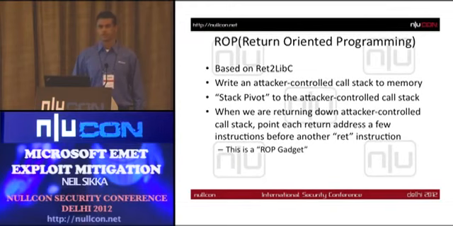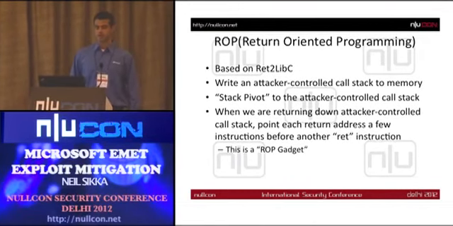So I'm going to be giving two demos today. The first one is the ROP demo that I wrote. ROP stands for Return-Oriented Programming, and it's based on ret-to-libc. It's where an attacker writes an attacker-controlled call stack into the process's address space, and then they stack pivot from the real call stack being used by the process to their attacker-controlled call stack, and they do this with a stack pivot gadget. The reason this is useful is that once they've stack pivoted to the new stack, they use that stack, which contains information about where to return to. So they return to specially selected places, which I'll get to later.